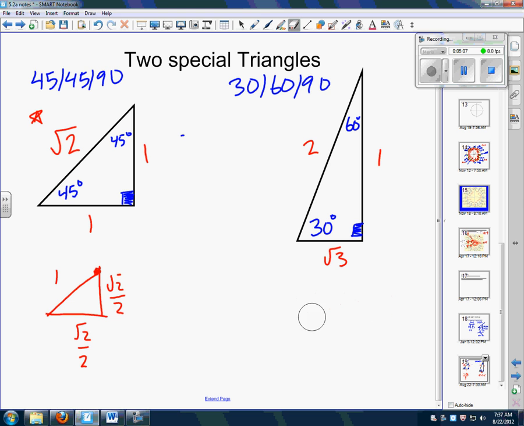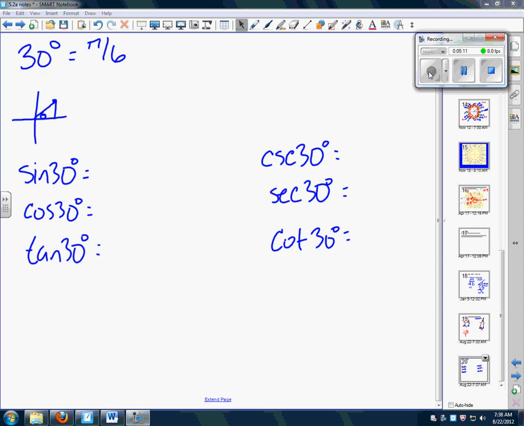Okay, with those two triangles, we're going to build the unit circle. So we're going to basically go around the unit circle in multiples of 30 and 45 and 60, but that comes with the 30. So we're going to start in quadrant 1. We're going to do 30 degrees. It's one of our special angles. Try and also get in your head 30 degrees is the same as pi over 6. Okay, 1/6 of the way over to pi.